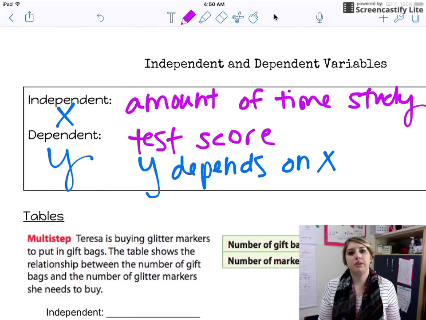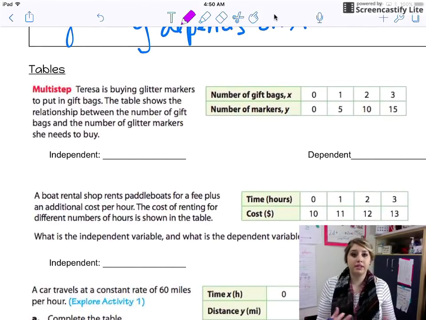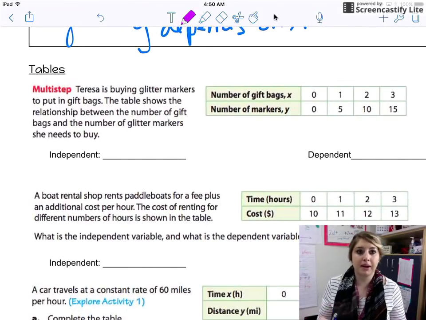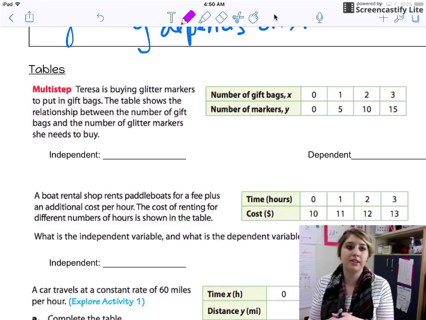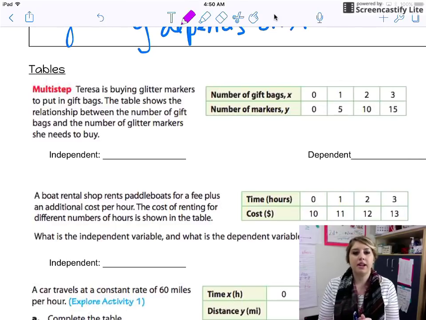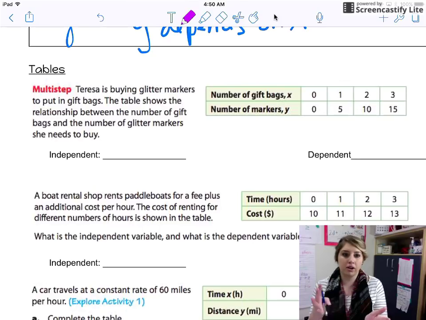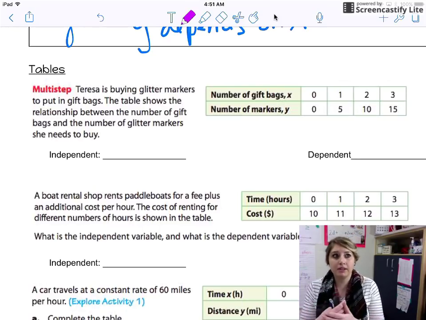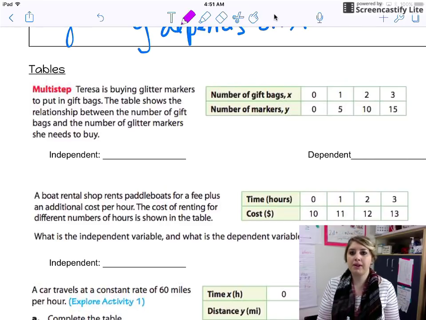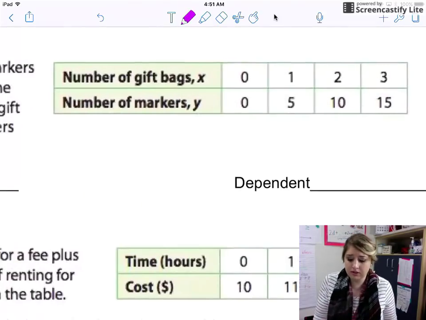So let me show you what this would look like in a table. Okay, so in this problem, Teresa, which is my mother-in-law's name, I picked that because she is coming to visit us. Teresa is buying glitter markers to put in gift bags. The table shows the relationship between the number of gift bags and the number of glitter markers she needs to buy, right? Because if you didn't have any bags, you're not going to have to buy any glitter markers. But if you decide to make 50 bags, you're going to need a lot of glitter markers because they're going to run out. So here's our table.